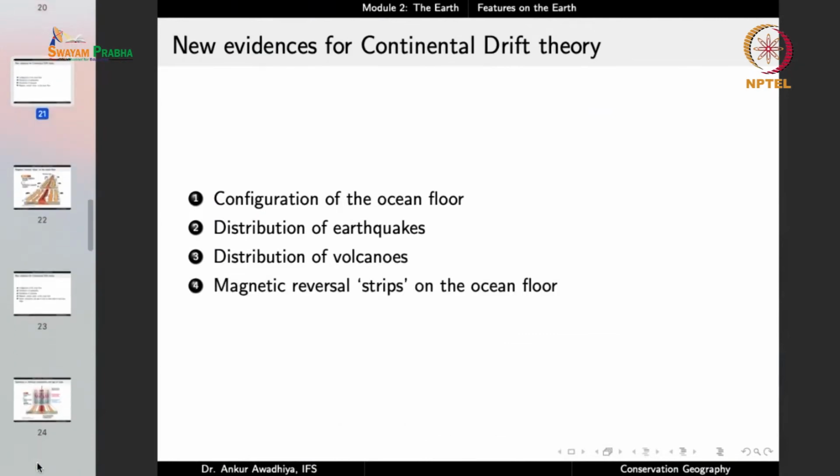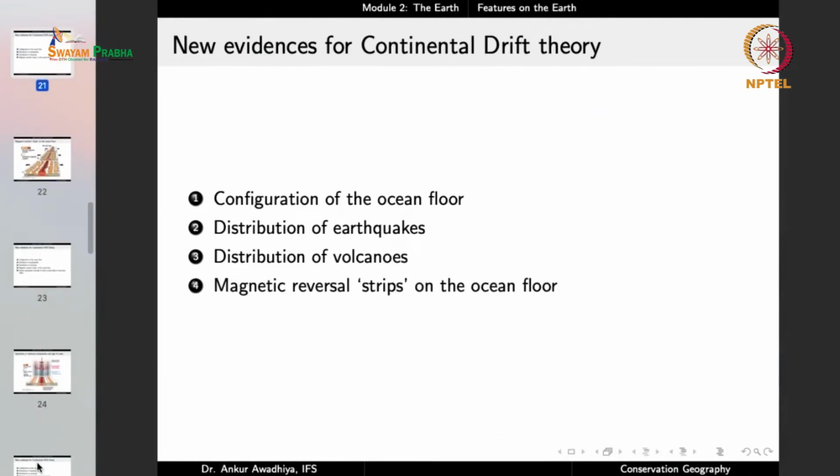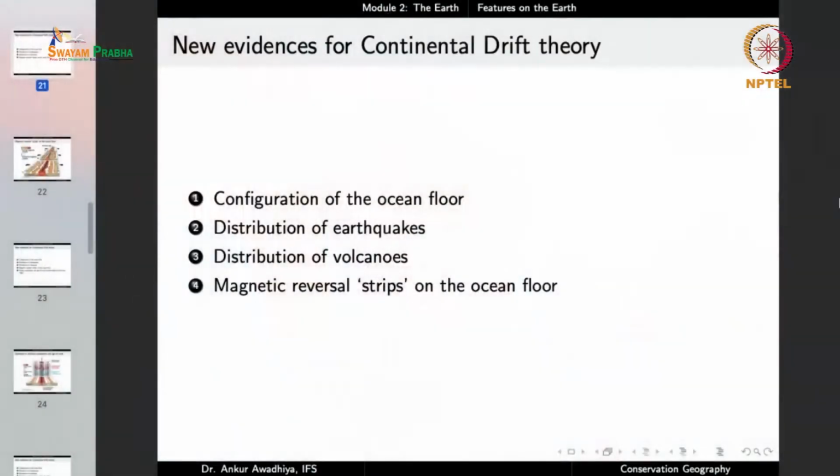We also found magnetic reversal strips on the ocean floor. Now this was not known in the time of Wegener, but later on when magnetic surveys were done, it was found that different locations on the ocean floor have different magnetic properties, different strengths and directions of the magnetic field. So this was another map that was drawn.